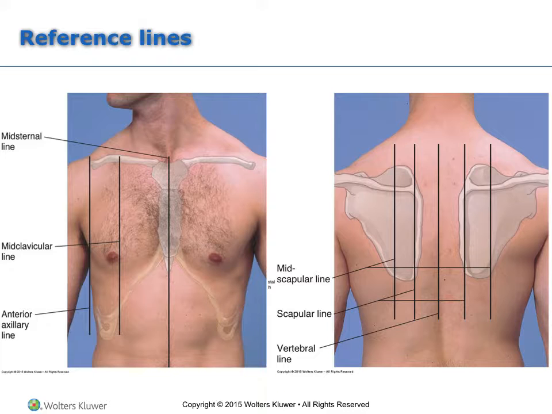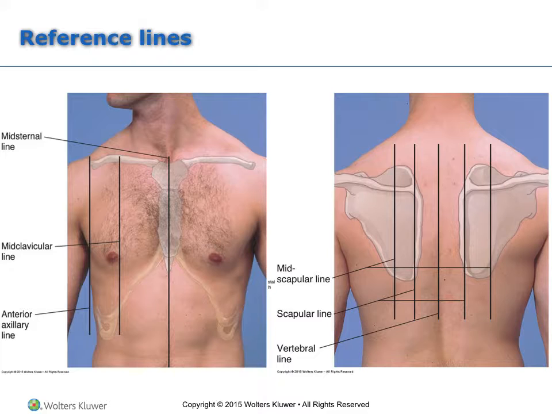The anterior axillary line is another reference line that you should be aware of. I want you to note the location of the mid-clavicular line. It starts in the middle of the clavicle bone and it runs medially to the nipple. So when you're asked in lab to demonstrate where that is, you can use those as your landmarks.